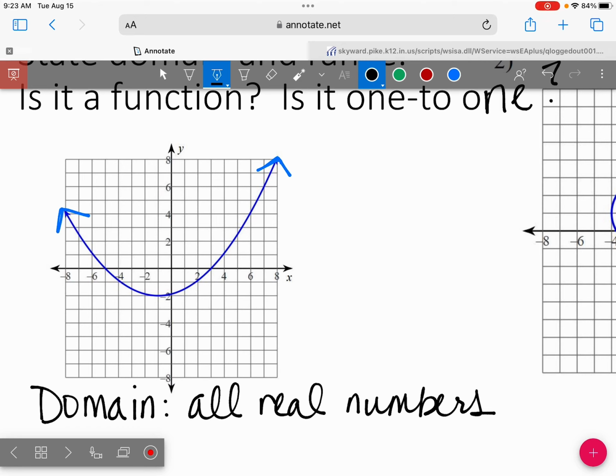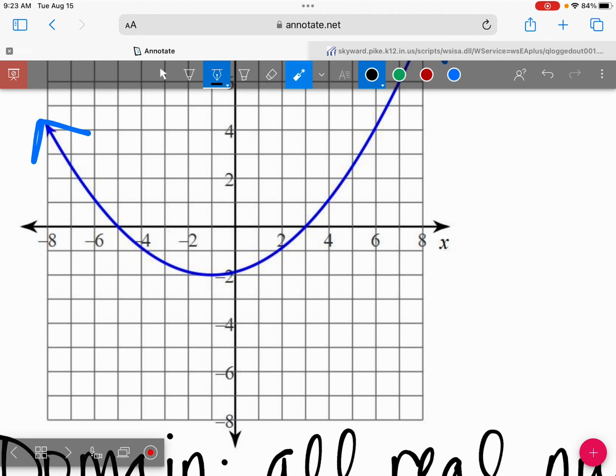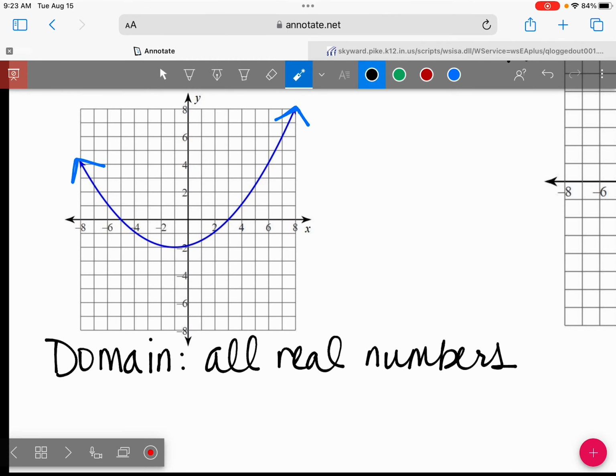Now, do you see an arrow that's pointing down? So both of these arrows point up. So this does not have a range of all real numbers. So we're going to look at how low this goes on the y-axis. This is as low as it goes. What does y equal right here? -2. So your range is y is greater than or equal to -2.